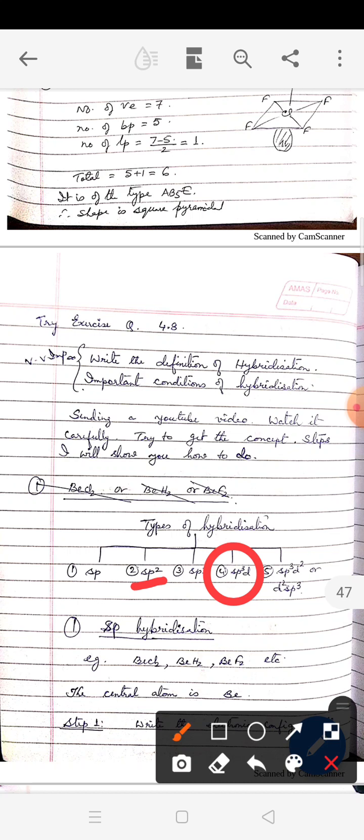Why is it called trigonal bipyramidal? Because if you join the corners of the triangle with the one which is above the plane, it will give rise to the shape of a pyramid. It will give the shape of a pyramid, and 2 pyramids above and below the plane. That's why we call it bipyramid. So in short, we call it TBP, trigonal bipyramidal. Then we have sp3d2 or d2sp3. The shape will be the same.